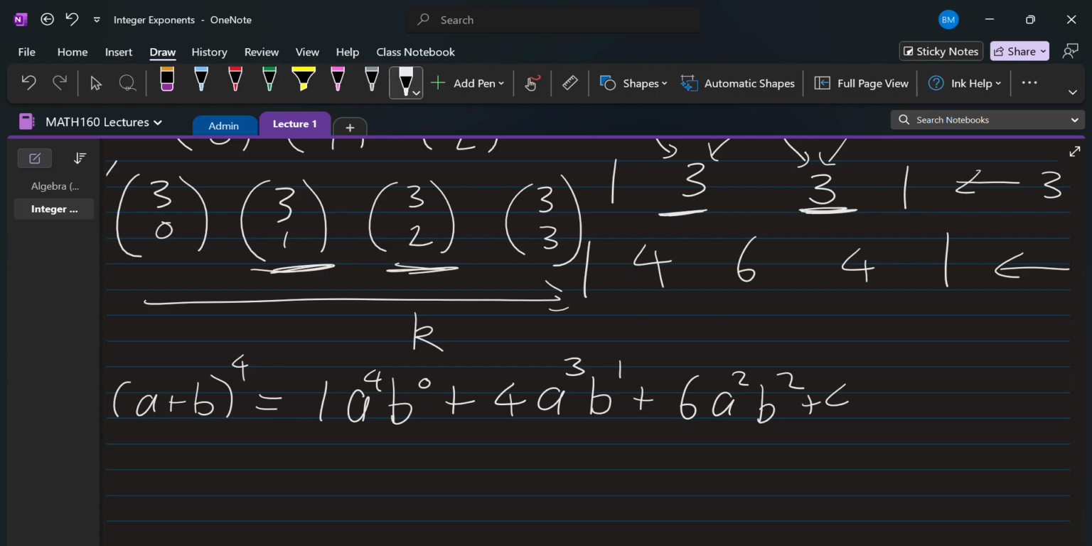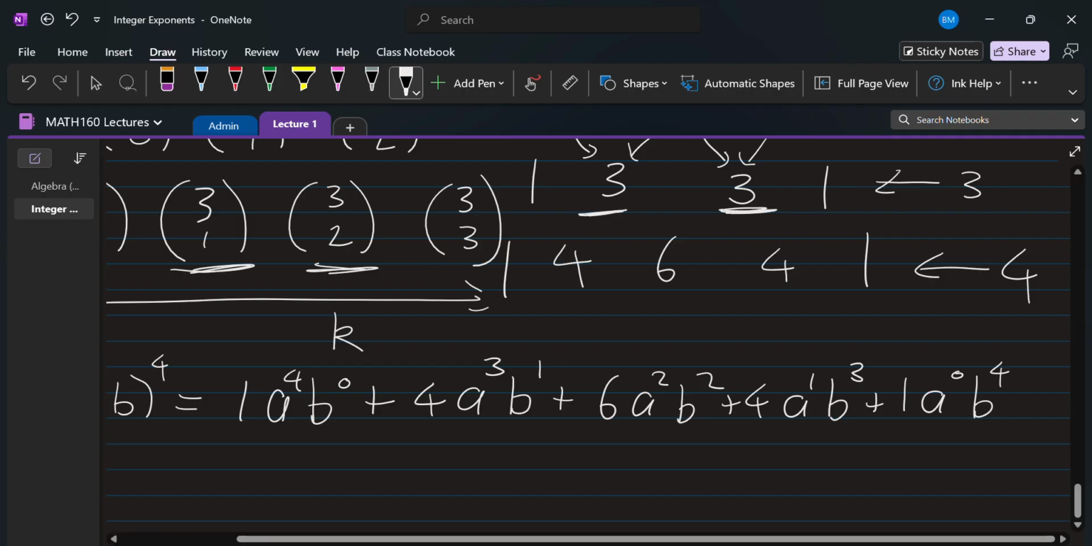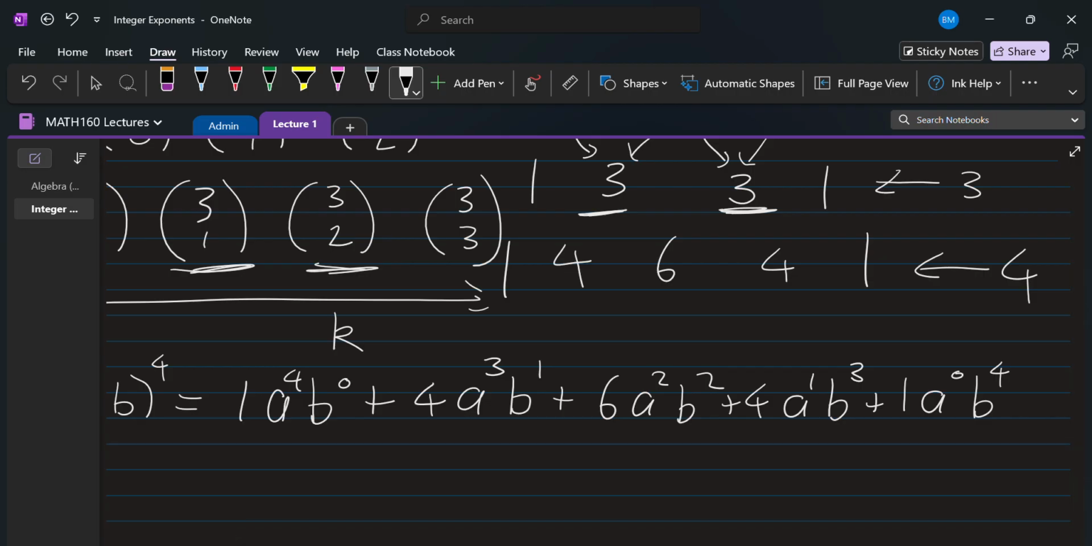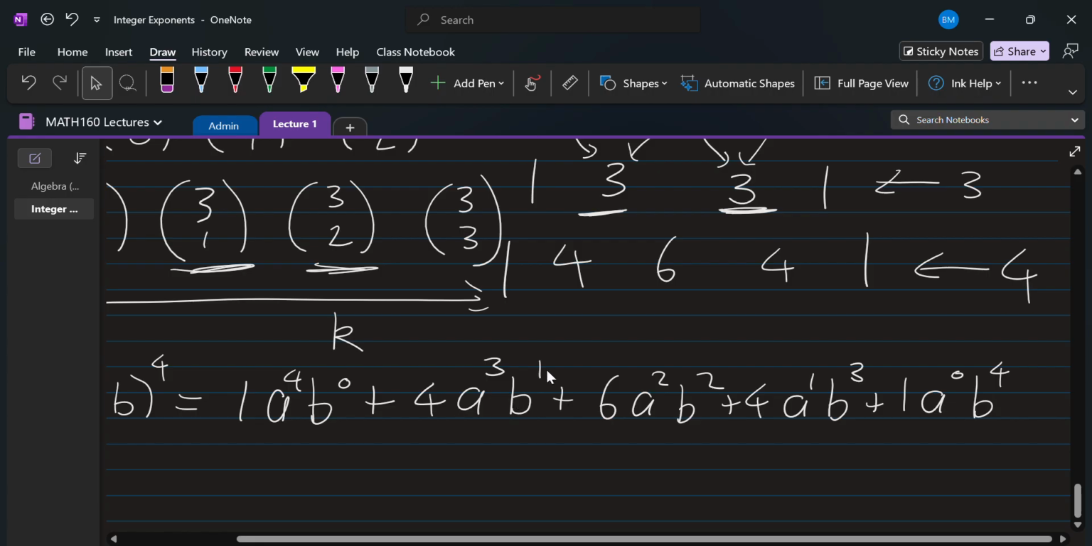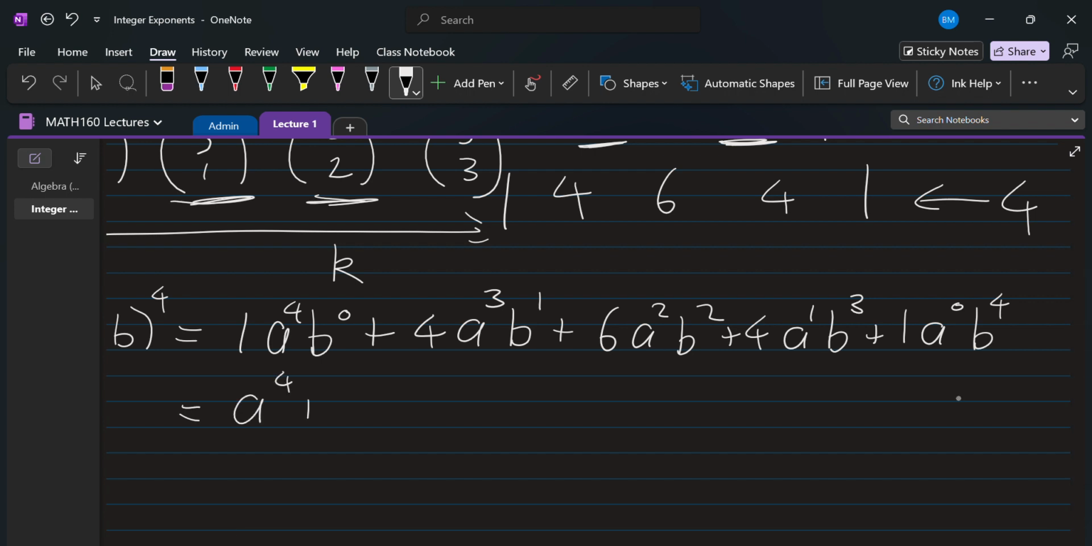Plus. The next coefficient is 4. So it will be plus 4. Now it will be a cubed b to the 1. Again, the exponents must add up to 4. Like we had over here. Over there. They must add up to n. Okay, next one. That's a 6. So that will be a squared b squared. Again, they must add up to 4. Next, that is a 4. So we put a 4. Then it will be a to the 1, b cubed. Again, they must add up to 4. And lastly, we get the 1. So that will be a 1. A to the 0, b to the 4.